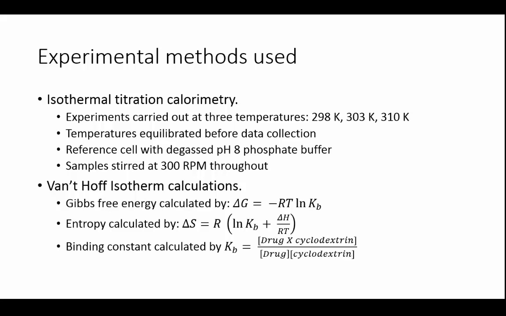From the enthalpy values obtained from the data, the Van 't Hoff isotherm equations were applied, calculating the remaining thermodynamic parameters as discussed previously, and the binding constant at each temperature was calculated using Kb equals the concentration of the overall inclusion complex over the concentration of the drug times the concentration of cyclodextrin.